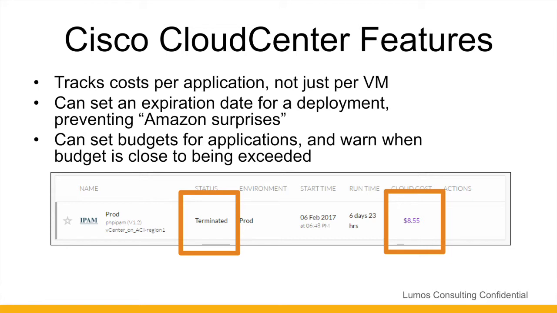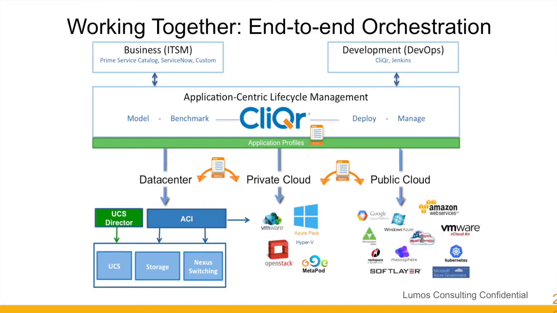It does track the application costs. So here's a screenshot here. You can set an expiration date for deployment, so that helps prevent some of those Amazon surprises. If you carelessly leave a VM running on an on-premises deployment, you're typically not charged as an OpEx style of charging like you do with the public cloud. So if you leave a VM running, it's no big deal. But of course, if you leave a VM running perpetually on Amazon and you don't need it, you're just wasting money. And you can set budgets for applications and warn when that budget is close to being exceeded.